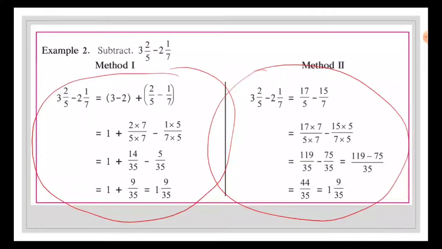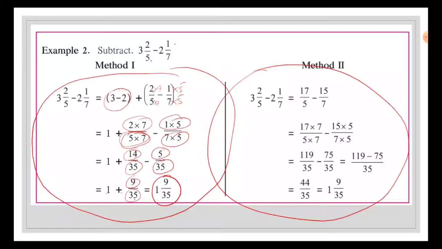Okay, so what you have done over here, this is 3 minus 2 first of all, then 2 upon 5 minus 1 upon 7. So 2 upon 5 and 1 upon 7 can't be subtracted because they have different denominators. Okay, so what we will do, we will multiply this by 7 over here and we will multiply by 5 over here to get the denominators equal. So you all can see 2 7s are 14, 5 7s are 35, 5 1s are 5, 7 5s are 35. Okay, so 1 plus 14 minus 5 will be 9, 1 plus 9 upon 35. Okay, now you will be subtracting this with this. Or else you can directly write it like this, 1 and 9 upon 35, that is 1 9 upon 35.